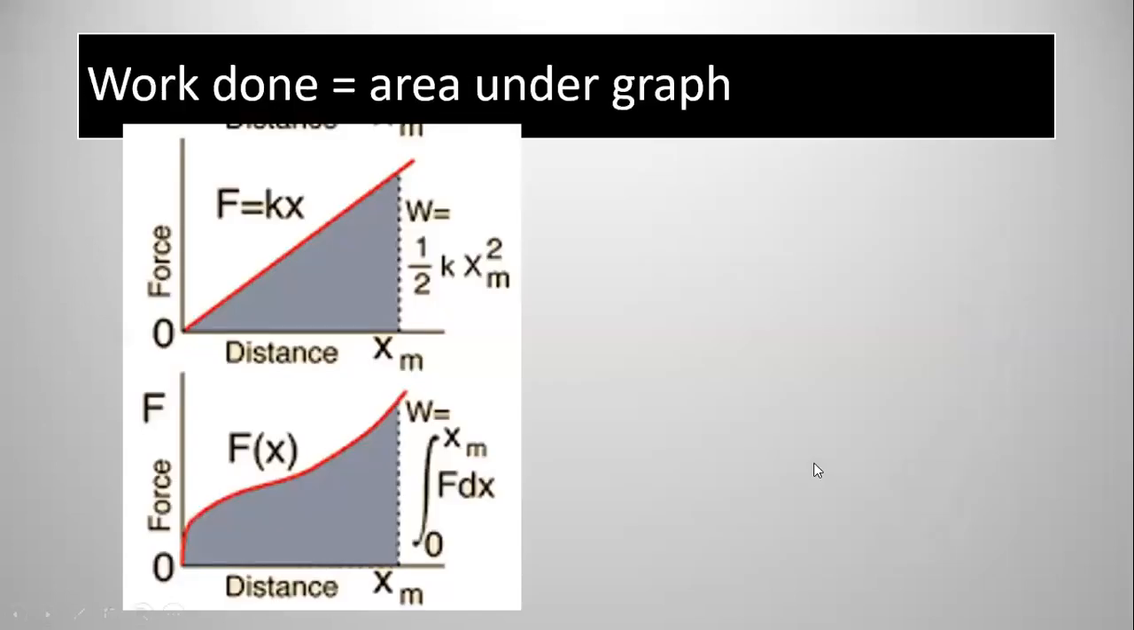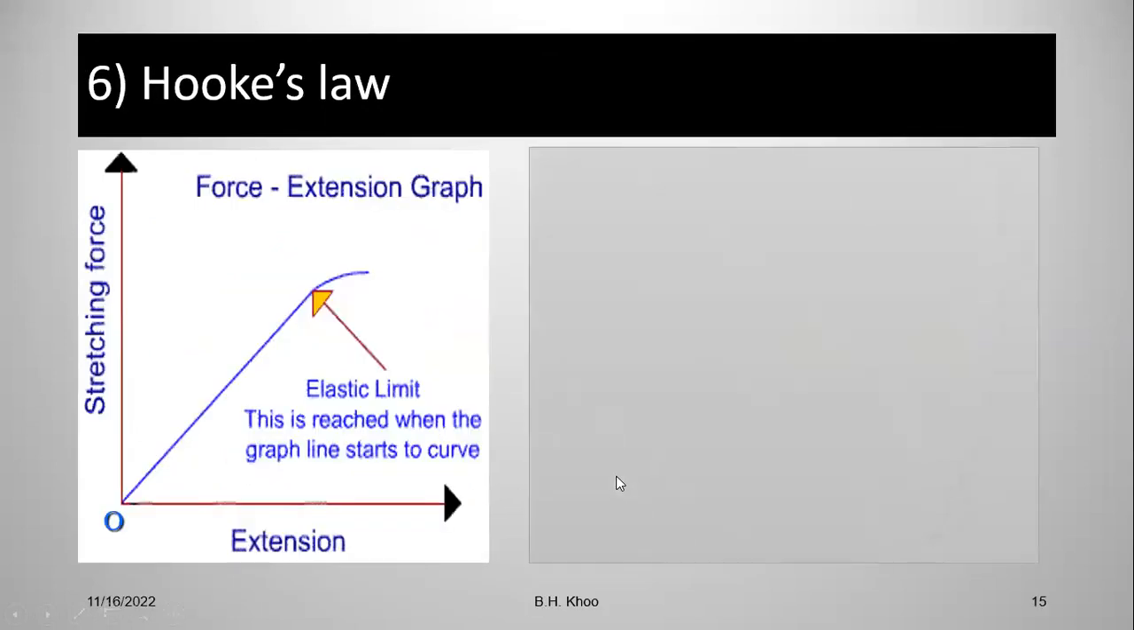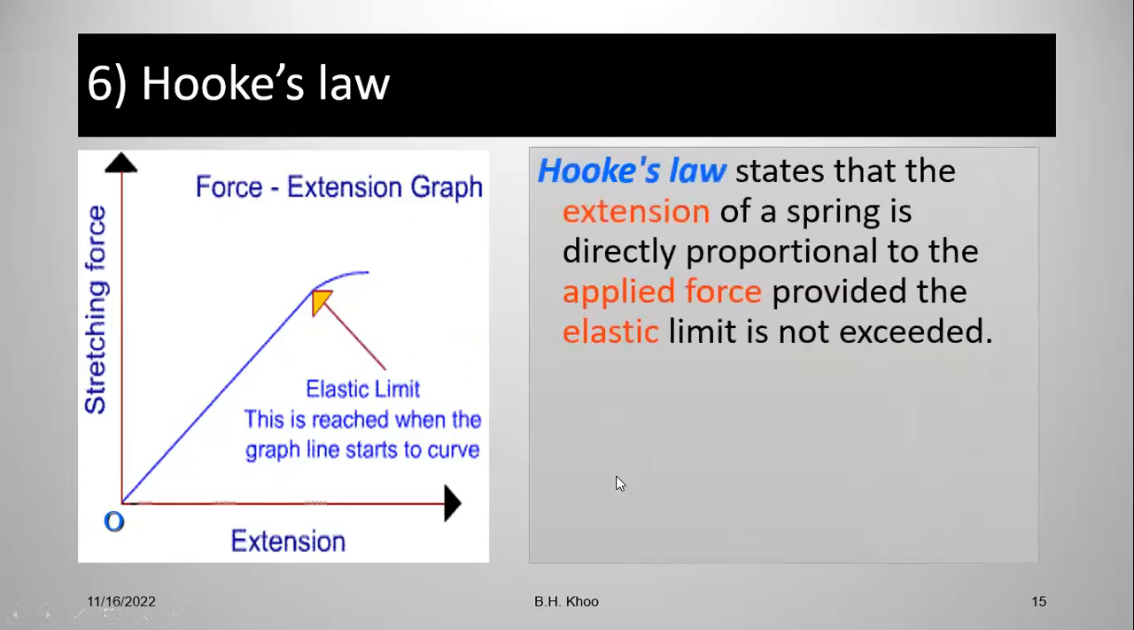Okay, so area under the graph, if it's a straight line, for the force increasing like a spring, force is proportional to displacement or extension, then it's half kx squared. If it's not a constant force, then we integrate it, force times dx. Right? Remember the two are in the same direction. Right? Hooke's law is for your spring. Hooke's law states that the extension of a spring is directly proportional to the applied force, provided the elastic limit is not exceeded.